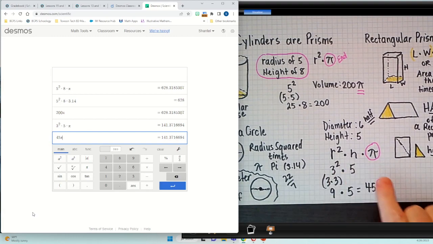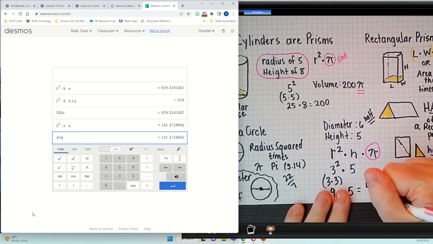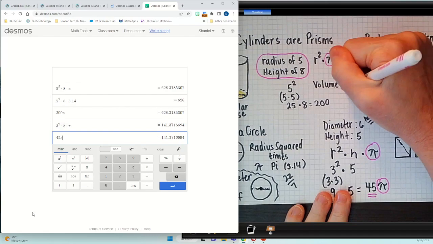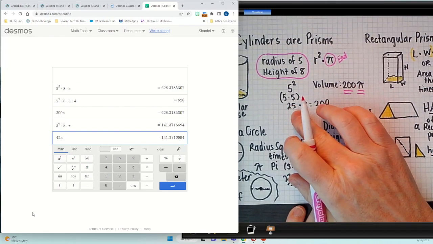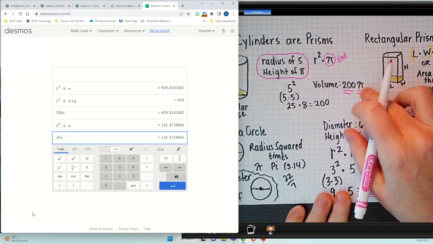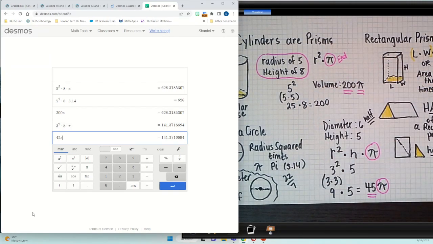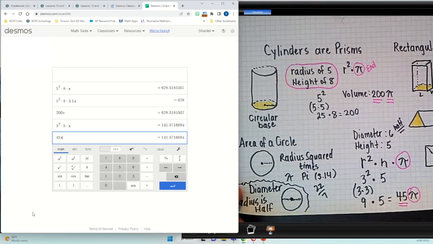So sometimes we just leave it in the form of pi, because this number, the 45, we all can get. We can all get 45. We can all get 200 because that is physical math. Those are rational numbers. 25 times 8 is 200. But pi is kind of a wild card, right? Okay. So this is how to do cylinders.